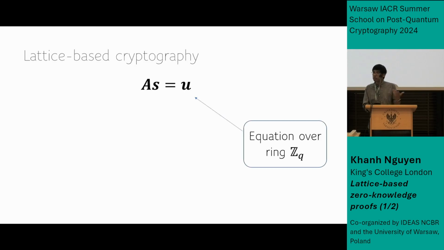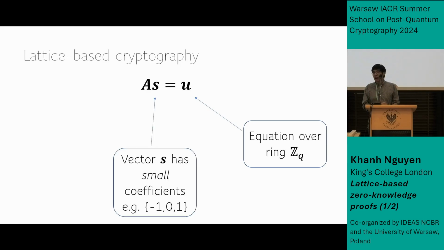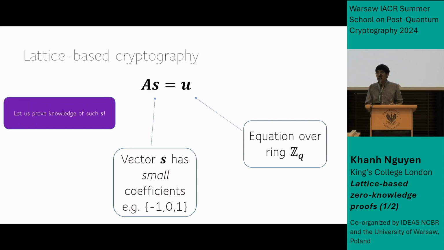Suppose we want to prove that we know some S such that AS is equal to U, mod Q, in this particular setting. It's a very standard equation. We've seen it all today and yesterday. And then S has some small coefficients. Let's say it has coefficients -1, 0, 1. So we want to prove knowledge of such an S, which satisfies AS is equal to U, and S has ternary coefficients. Okay, so let's just prove it.